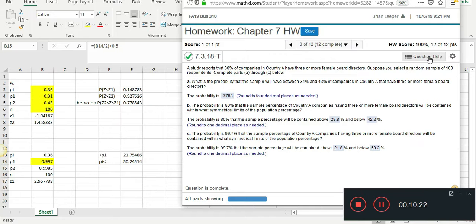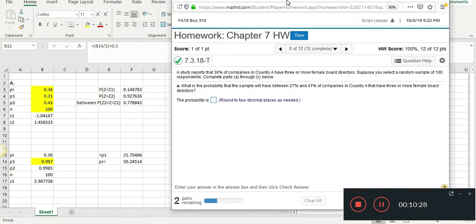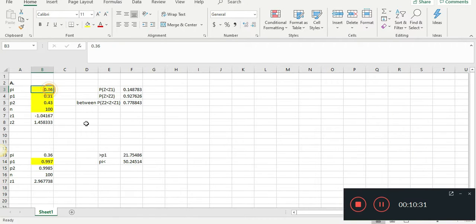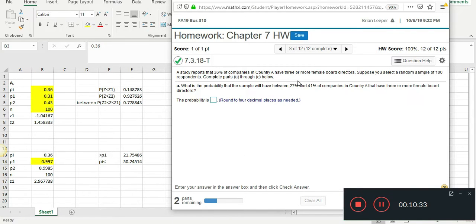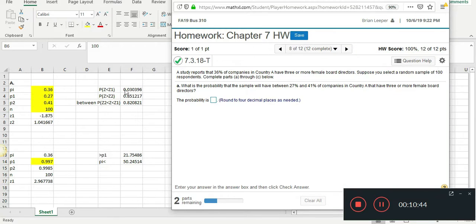Alright, if we do a similar problem, you should be able to see that you can just plug in these numbers. So pi is 36%. The two numbers are 27 and 41%, and n still equals 100. So between the two numbers should be 0.8208.